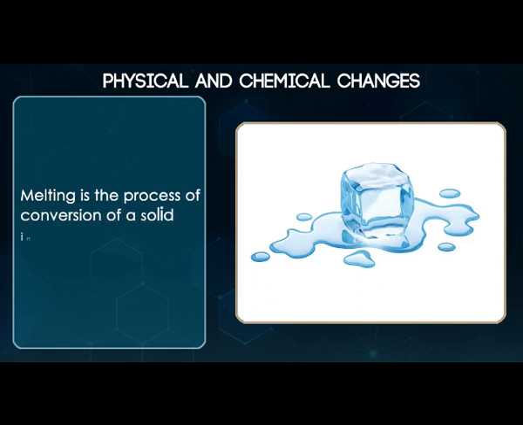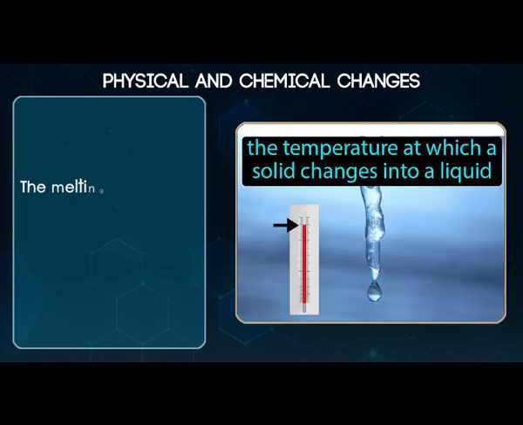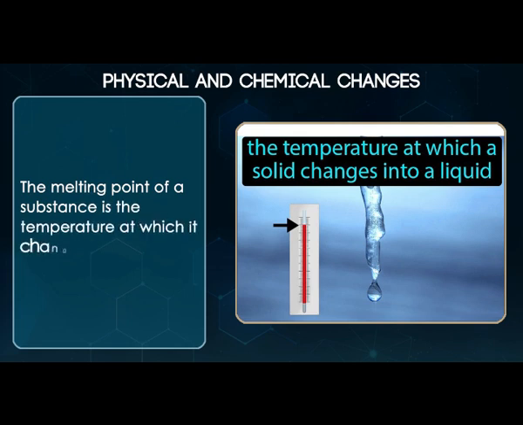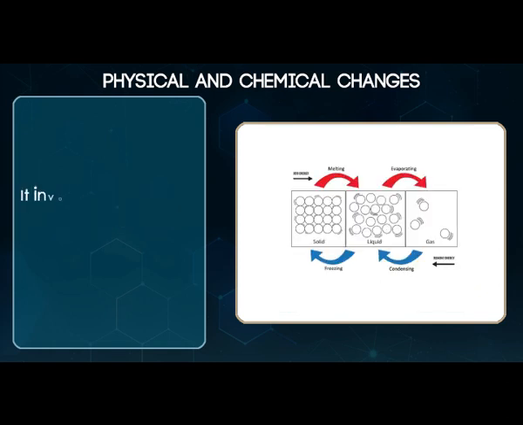Melting is the process of conversion of a solid into its liquid state. It occurs when a solid is heated. The melting point of a substance is the temperature at which it changes from a solid to a liquid state. A change of state is a physical change. It involves a change in the arrangement of particles.